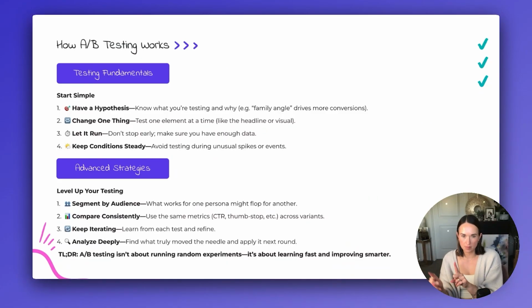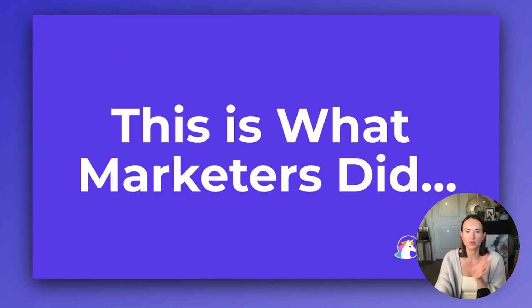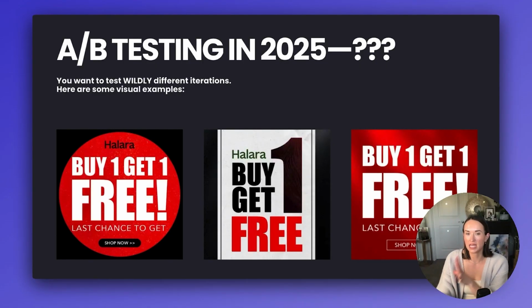And I'm going to show you examples so that can make sense to you guys. So this is what marketers did before, and this is what A/B testing looks like in 2025 going into 2026. And I added question marks because things are always subject to change in this ever-evolving landscape of performance creative and digital marketing. So you want to test wildly different iterations. These are really great examples of what I mean by that.